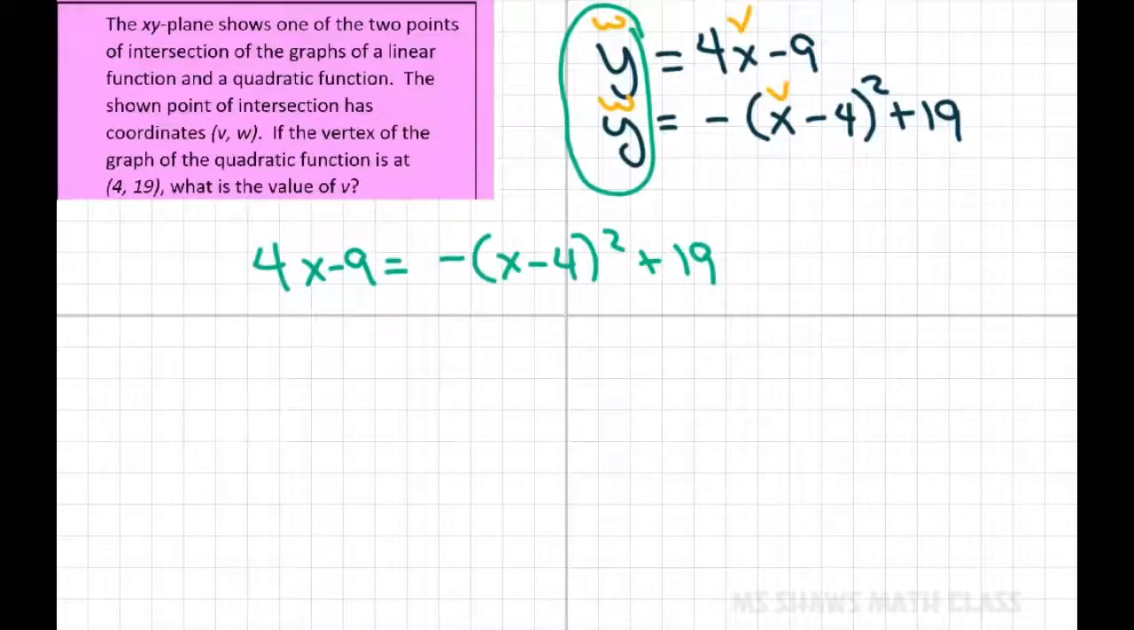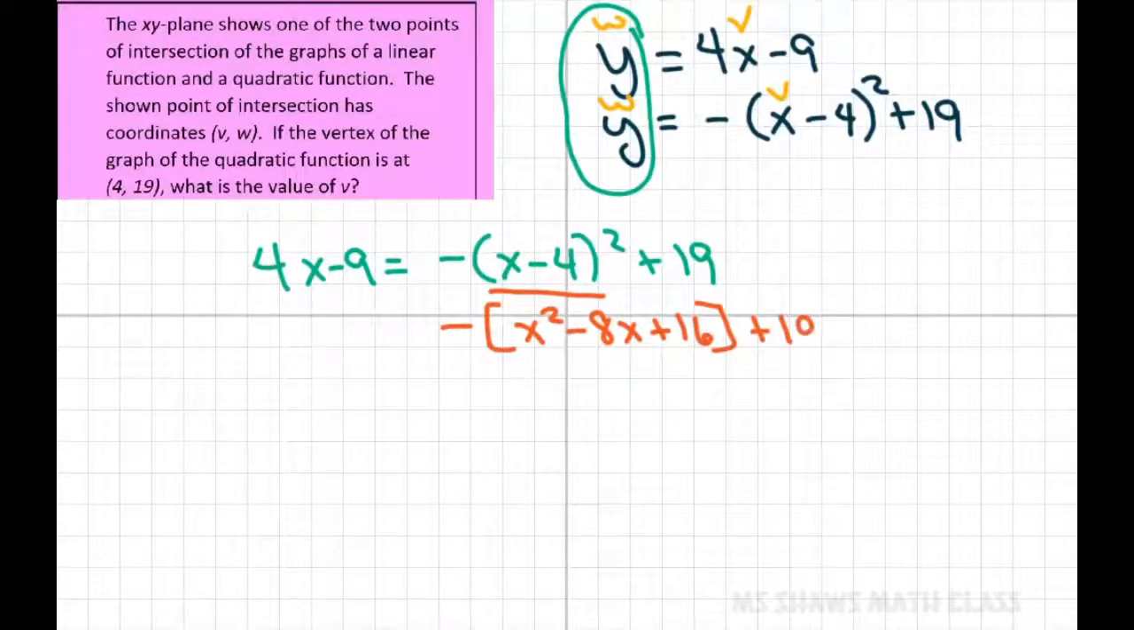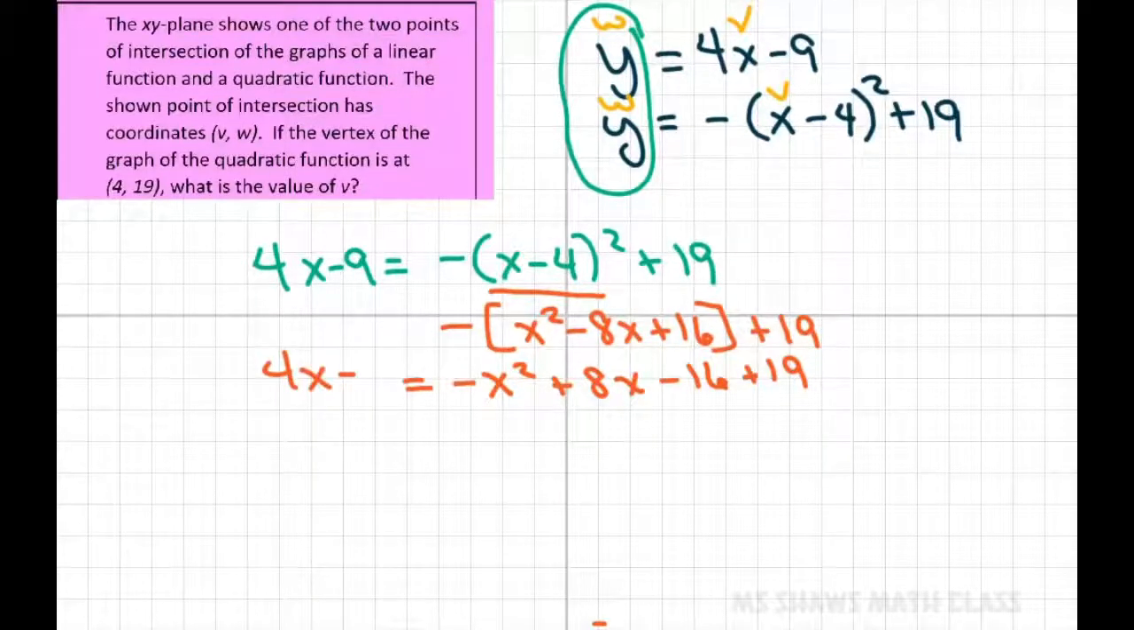I'm going to take care of this part. So we have negative, use your factoring facts, x squared minus 8x plus 16, plus 19. And distribute the negative, so negate everything, make everything opposite. And then we still have our 4x minus 9. So I'm going to move everything to the right.